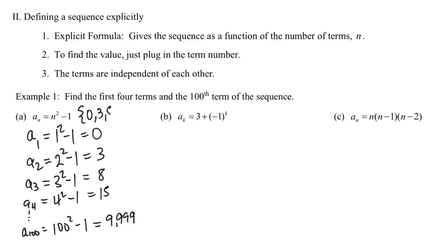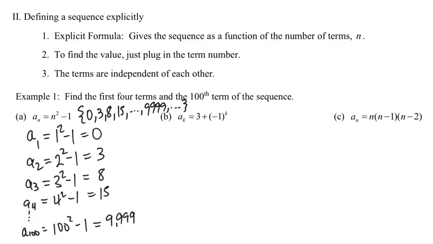And sometimes we will write the answer in set notation as so. So we might say 0, 3, 8, 15, and then ... and then put 9,999 in there, and you wouldn't really be able to tell that that is the 100th term, and so this notation that I started with before is probably better than the set notation, but you might see it either way.